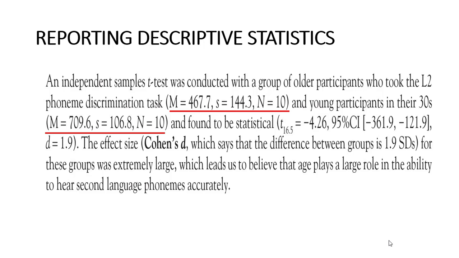So now you know how to read this particular experiment. The older group had a mean of 467.7 with a standard deviation of 144.3, and the young participants had a mean of 709.6 and a standard deviation of 106.8. Now you understand what that means.